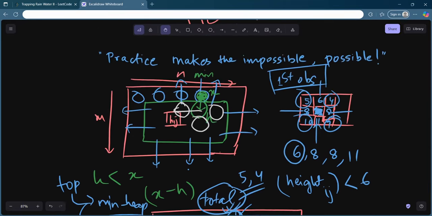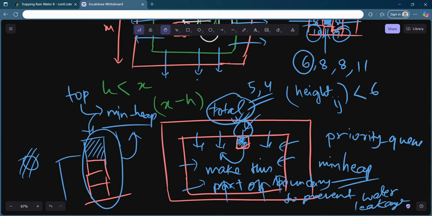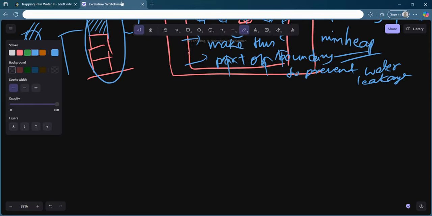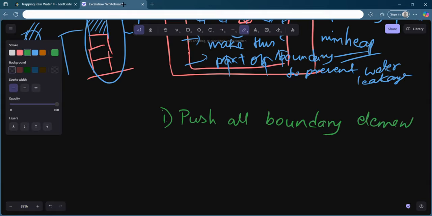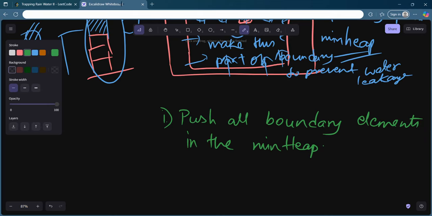Okay, so I will just go through the code. I will just write the code from scratch actually, so that things are very clear to you. Now I hope you do understand, I am using a priority queue here, and I am pushing all the boundary elements in this at first. So the thing which I will do first, it's quite obvious by now, is push all boundary elements in the priority queue, in the min heap. I will push all my boundary elements in the min heap first.